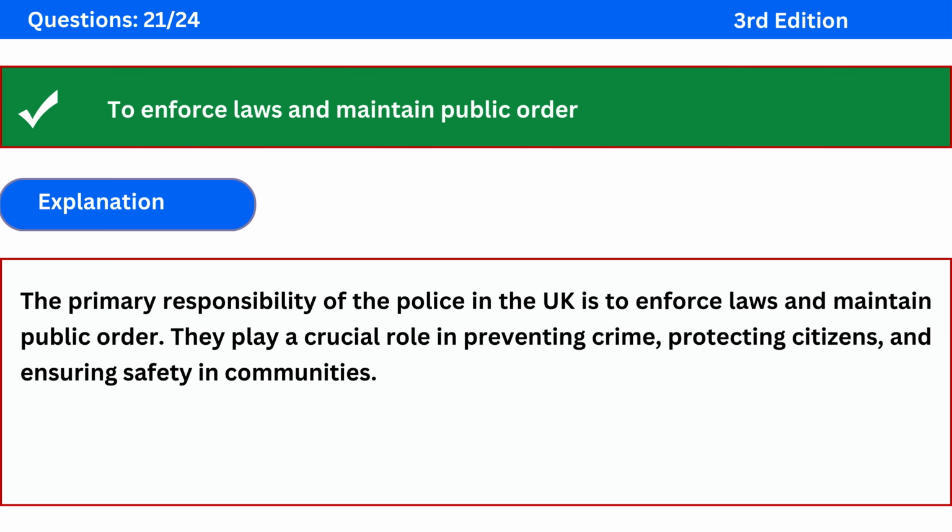The correct answer is to enforce laws and maintain public order. Explanation: the primary responsibility of the police in the UK is to enforce laws and maintain public order. They play a crucial role in preventing crime, protecting citizens, and ensuring safety in communities.